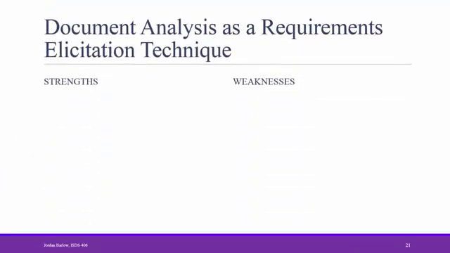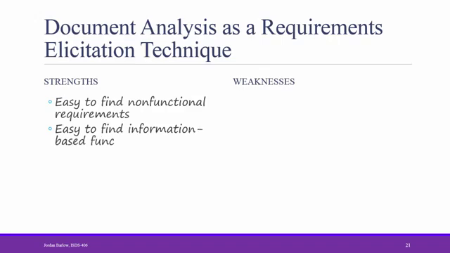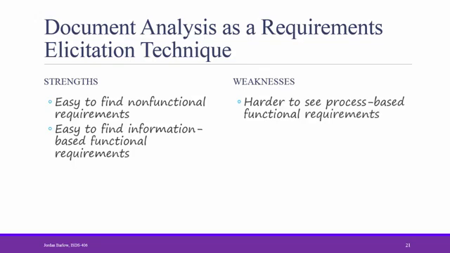Let's summarize document analysis as a requirements gathering technique. The strengths are that it's easy to find non-functional requirements, and it's also easy to find information-based functional requirements. Looking at a form makes it easy to tell what kind of information needs to be saved in the system. However, it's harder to see process-based functional requirements.